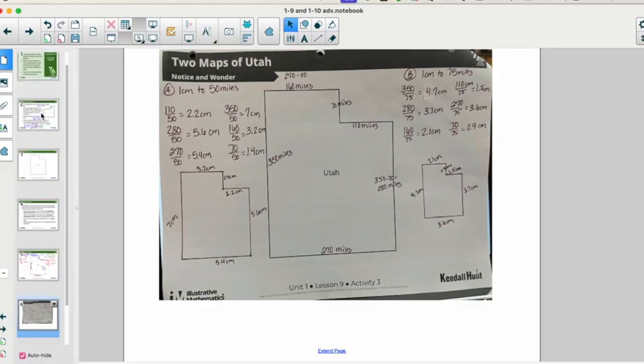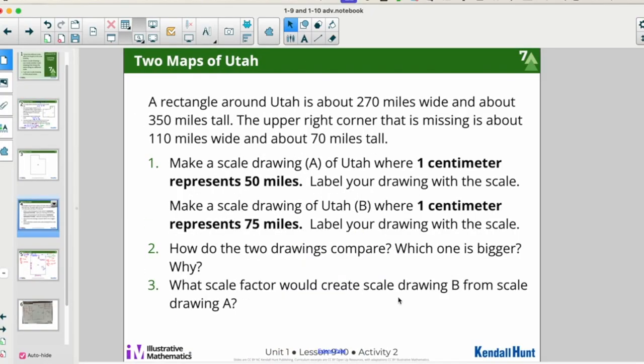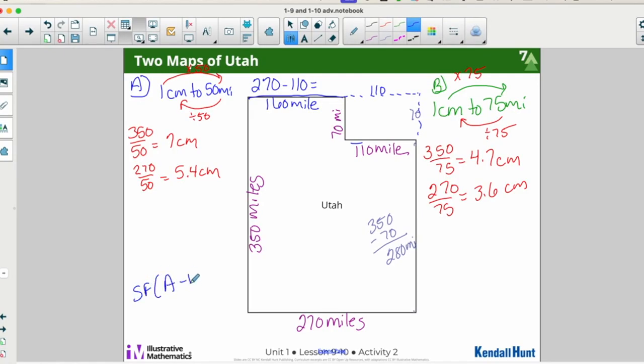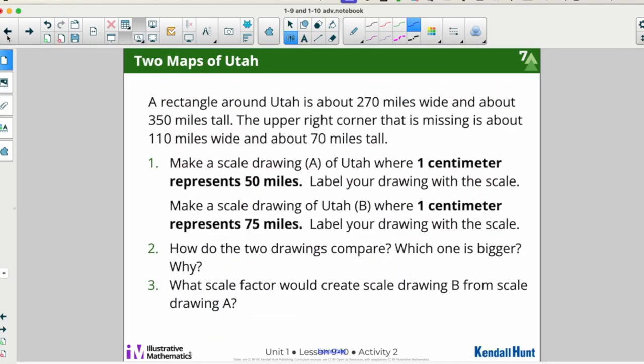Now the question also asked us what scale factor would create drawing B from drawing A. Well, I want the scale factor from A to B. I'm creating B from A. 3.6. If B is smaller, I know it has to be smaller than 1, divided by 5.4. And yes, you could do it with a calculator, but we can also change those to 36 divided by 54, which simplifies down to 2/3. So the scale factor to create drawing B is 2/3.